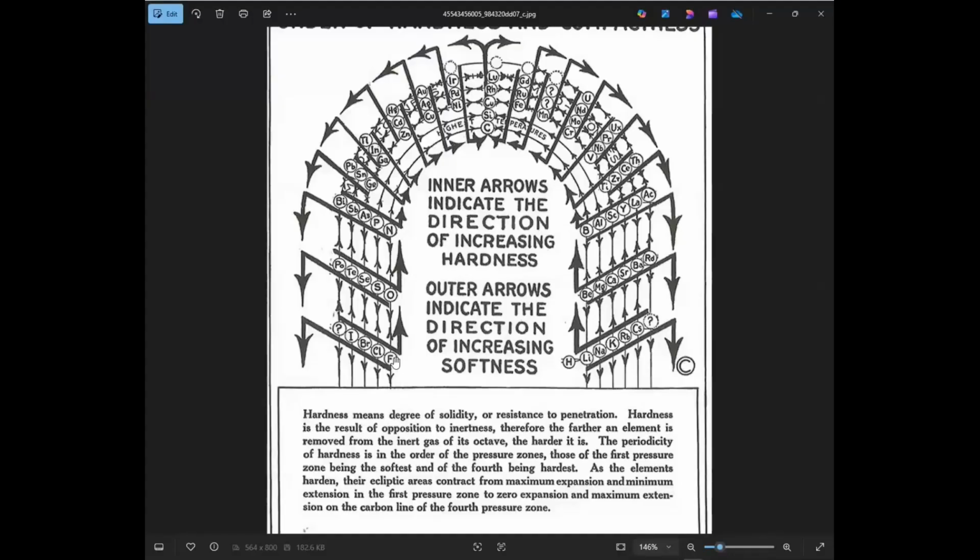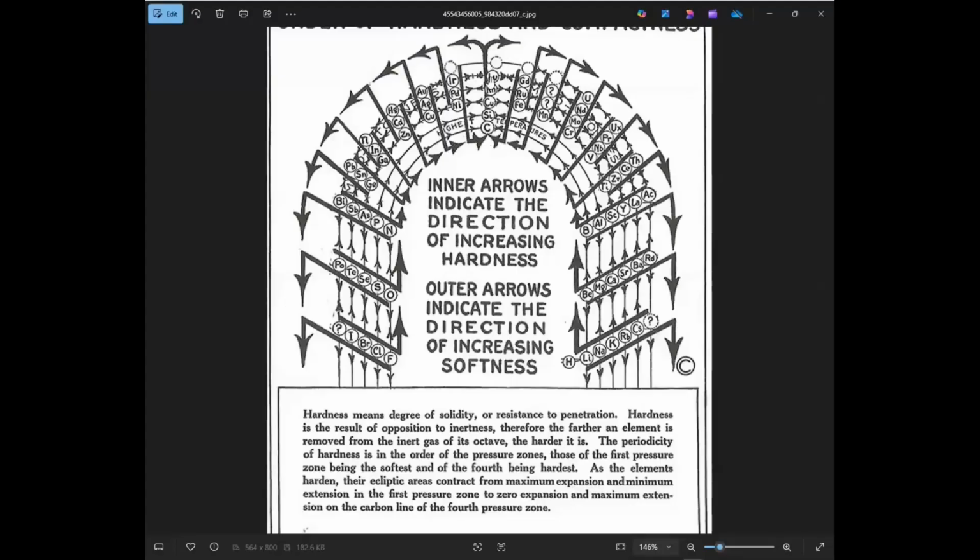I think he's saying, yeah, these are the inner arrows, and they're going up this way, increasing hardness. Because see, what do we have here? We have carbon. So remember, this is the lower pressure zones down here, position 1. As we go up to the next pressure zone, the +2 and -2, these elements are going to be harder. We go up to the +3 and -3, these elements are going to be harder. And even through the isotopes, they're going to be harder and harder as they approach the 4++ position.